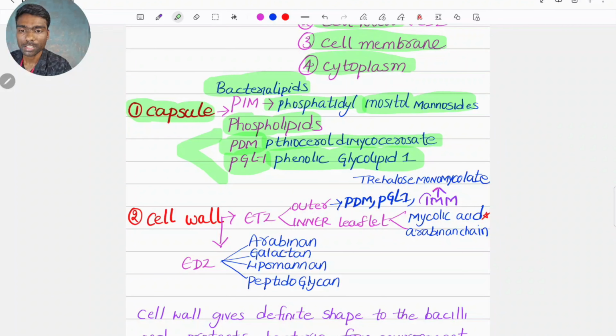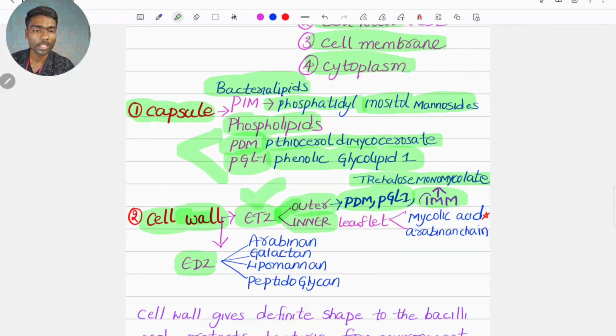Next, coming to the next structure below the capsule, the cell wall. It is divided into electron transparent zone and electron dense zone. Again, electron transparent zone is divided into outer leaflet and inner leaflet because it is a pseudo lipid bilayer. Outer leaflet contains again the same PDM and PGL-1 which is present in the capsule, extending to the cell wall also. Only one extra thing we have to remember is TMM, trehalose monomycolate.